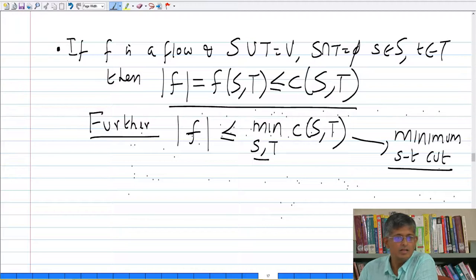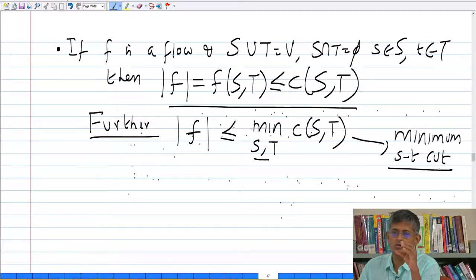In particular, the value of the flow is less than or equal to the value of the ST cut, the minimum ST cut. Fine. Actually, again, I like to present this in terms of electrical networks, right?